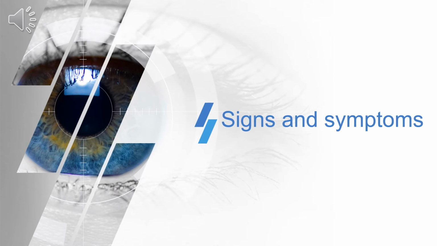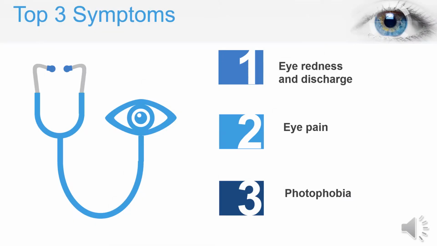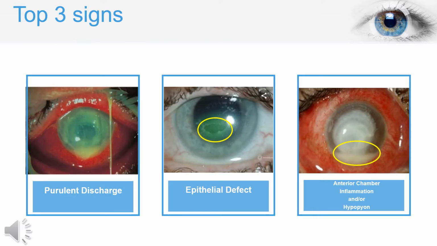Signs and symptoms. Patients with bacterial keratitis often complain of eye discharge and redness, eye pain, and photophobia. Usually upon examination, there would be noticeable purulent eye discharge, epithelial defect, and anterior chamber inflammation and/or hypopyon.